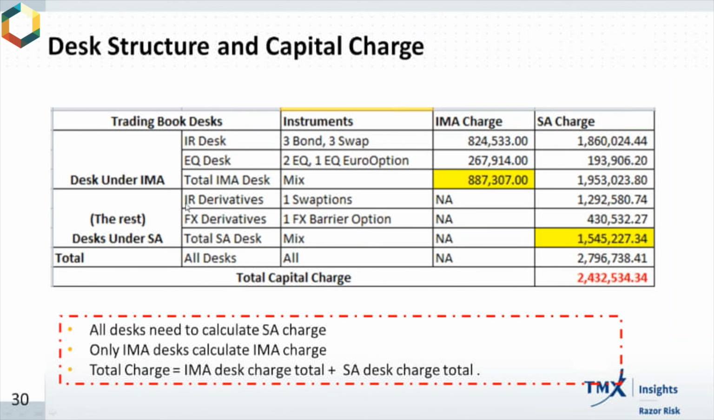For the SA desk, it has the IR derivative desk holding the swaption position. And the FX derivative desk will hold the FX barrier option. So on the right-hand side is the capital charge from IMA and SA. As we can see, all desks need to calculate the standard approach charge, while the IMA desk also calculates the IMA charge.